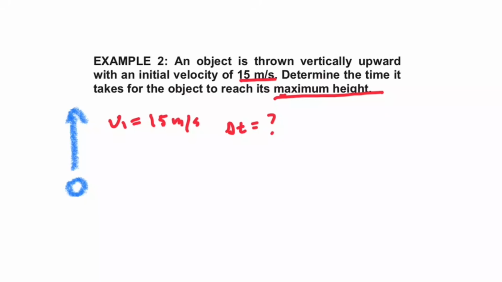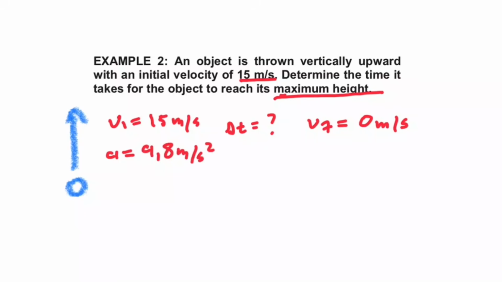But it is the time taken to reach maximum height. Like I've said previously, at the maximum height, v is equal to 0. So we have Vf equal to 0 meters per second. That is always true at maximum height. At maximum height, the velocity is equal to 0. But the acceleration is, and always is, 9.8 meters per second squared. So we have 9.8 meters per second squared.